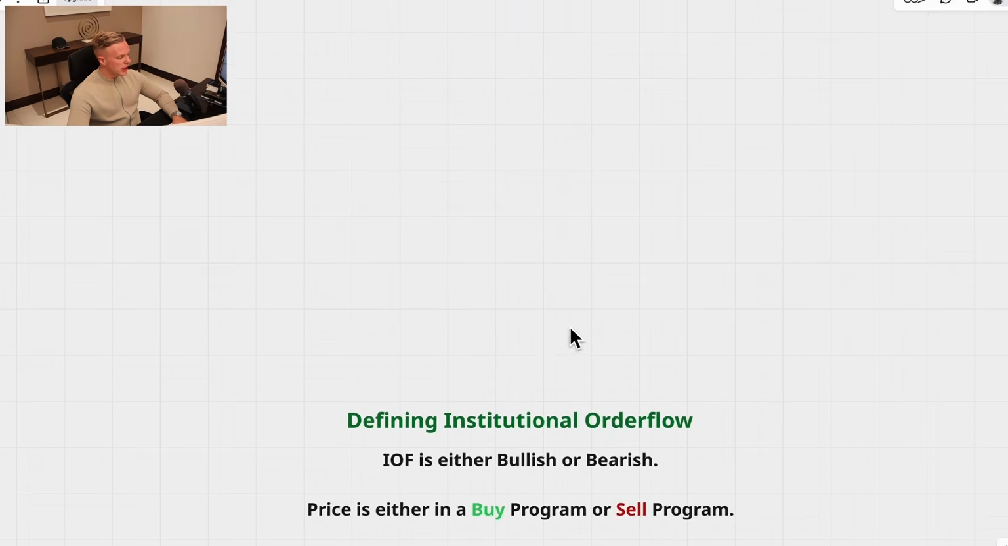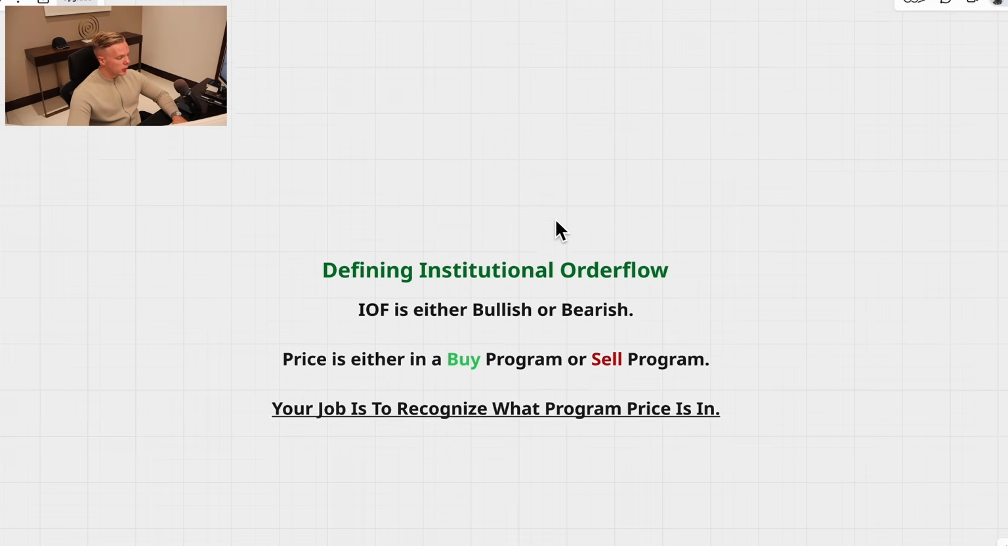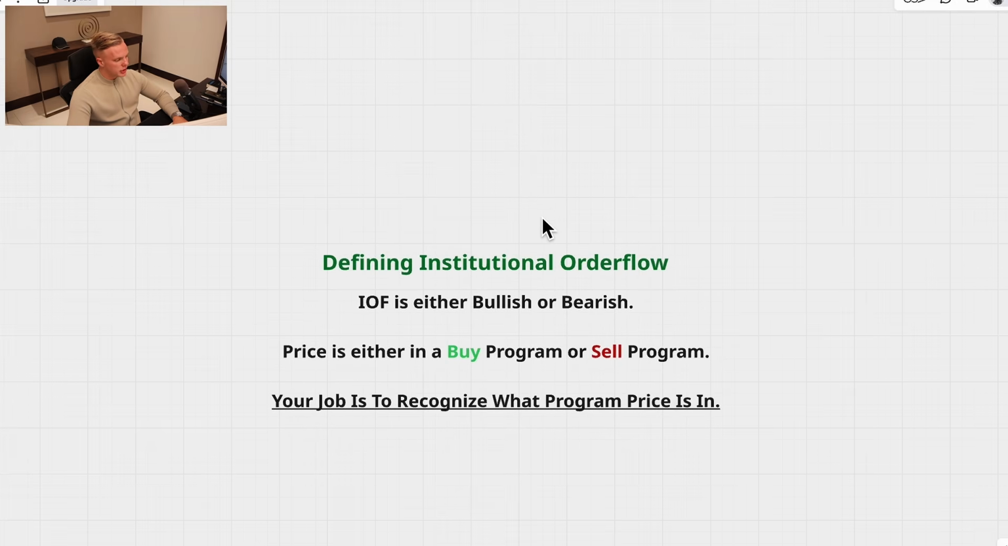When it comes to defining institutional order flow, IOF, is either bullish or bearish. This means that price is either in a buy program or a sell program. Your job is to recognize what program price is currently in. If you are unable to define what program price is currently in, you're literally gambling on the markets, and the reason why is because you're chasing price.